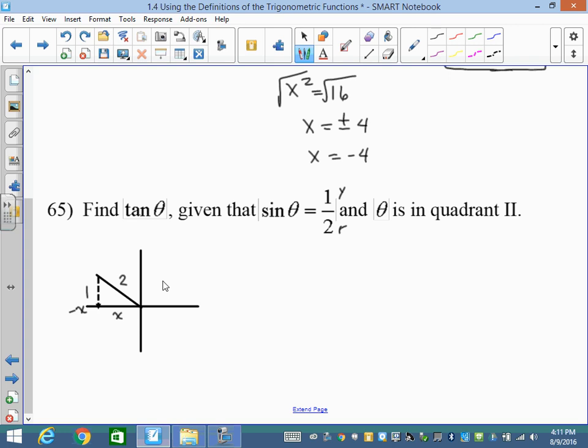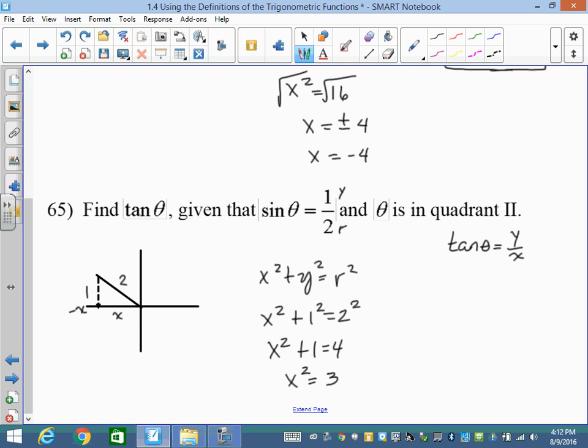So you might want to pause this, try this out yourself. But remember, tangent of theta is y over x, so we do need x. So on this one, x squared plus y squared equals r squared. Don't know x squared plus 1 squared equals 2 squared. X squared plus 1 equals 4. So x squared equals 3. Square root both sides, and we get x equals plus or minus radical 3. But we want the negative version of that.